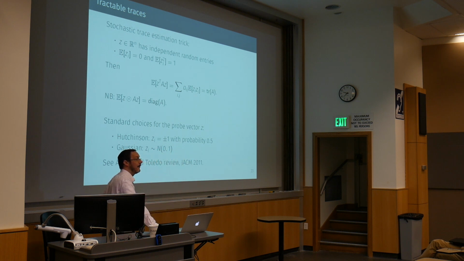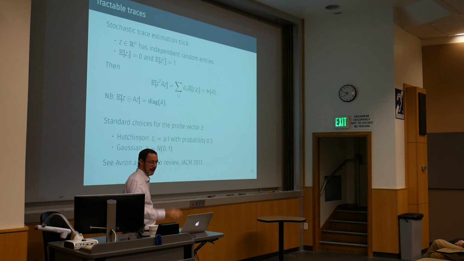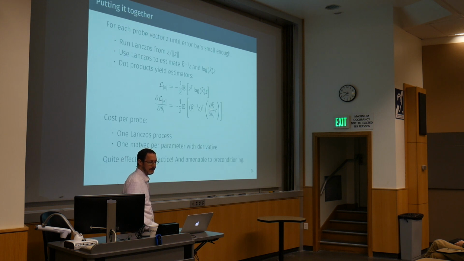Yes? You do this just once, or do you do multiple of these and average? You do multiple of these and average. It turns out that for the types of kernel systems that we're dealing with, you don't need so many in order to get reasonable estimates.